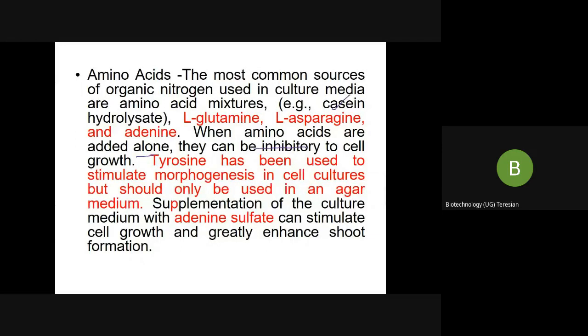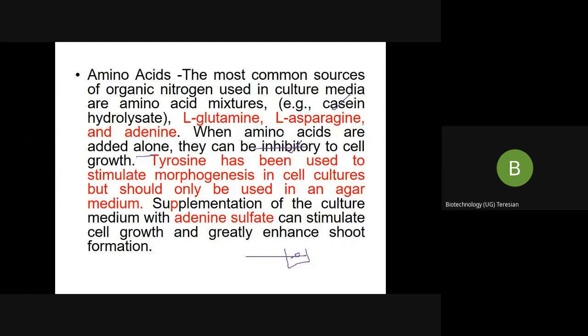This has been noticed. Therefore, it is always essential to take precaution. Instead of adding a single amino acid, you add a mixture of amino acids to your plant culture. If this is your media and this is your culture growing, you add a mixture of amino acids into it so that it can grow. Otherwise, it is proven to have an inhibitory effect.